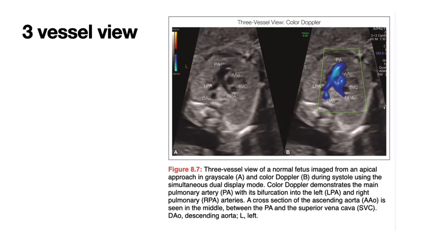Here's another look at the 3-vessel view. Again, the 3-vessel view is the pulmonary artery with bifurcation of left and right pulmonary arteries, the ascending aorta, meaning it's just a circle, and then the superior vena cava, also just a circle. Both of those are heading up, and the PA is heading across back towards the descending aorta.